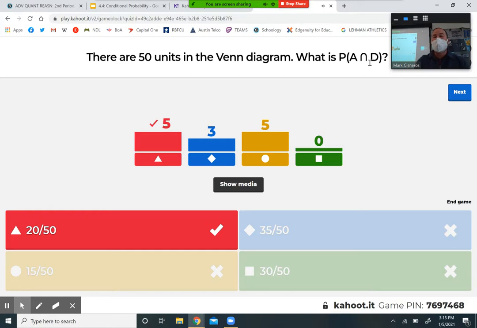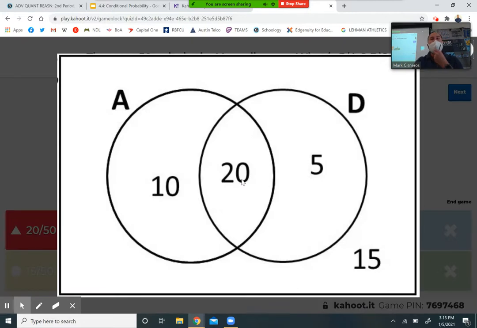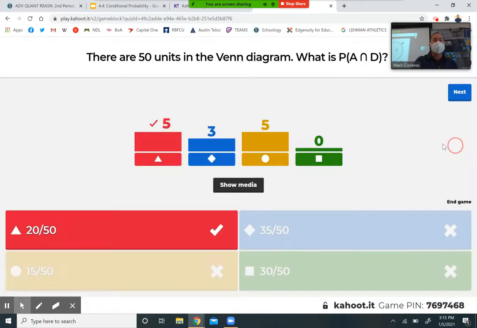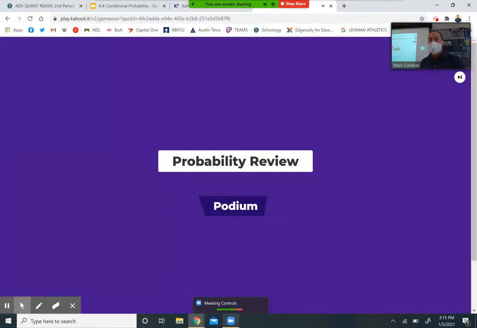Okay. So what does this symbol stand for? And. Okay, A and D. Where does A and D show up in a Venn diagram? In the middle. So it's just 20 out of the total, which is 50. The outside is neither A nor D. And we're going to actually review what that looks like here in a few minutes. So that's a quick recap of some of the basic concepts that we did in the first half of the unit.